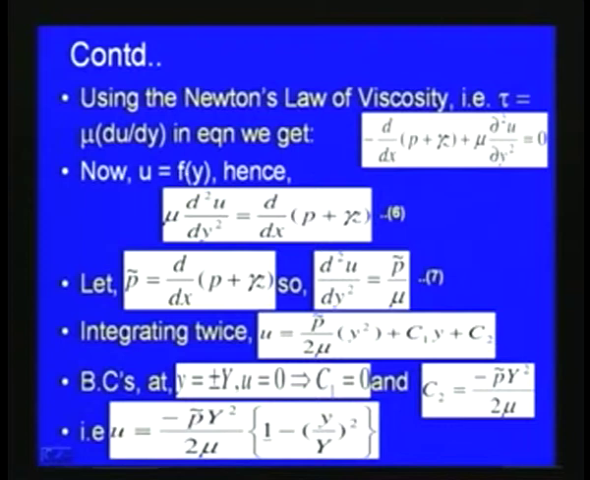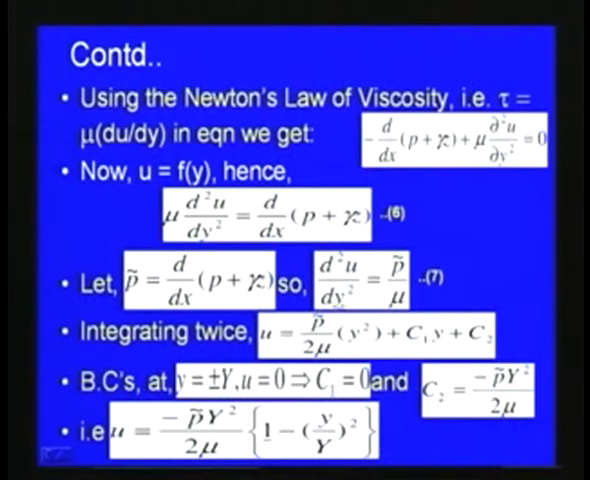So, now finally we get the velocity variation as a function of y. So, we can write mu d square u by dy square is equal to d by dx of P plus gamma z. Here in this particular case, if you write P tilde is equal to d by dx of P plus gamma z, then we can write d square u by dy square is equal to P tilde by mu, as in equation number 7. So, we finally get an expression for velocity in terms of pressure.